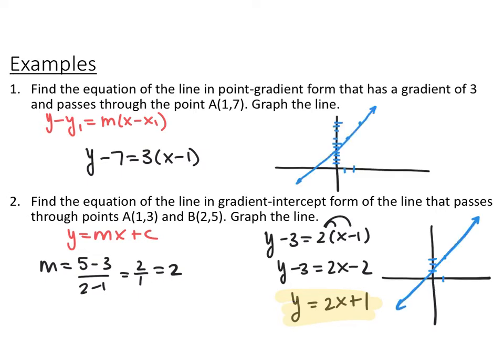For the graphs of these two, for the first one, I graphed the point 1, 7, and then it has a slope of 3, so I just went up 3 over 1, so there's the sketch of that line. And then for this one, I graphed the y-intercept of 1 and a slope of 2, so up 2 over 1, and that's the graph of the second line.